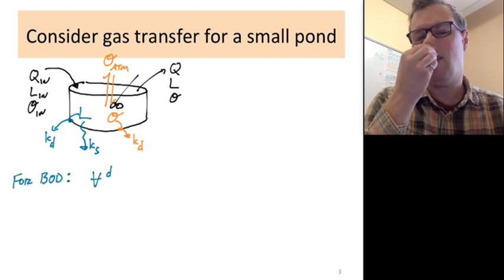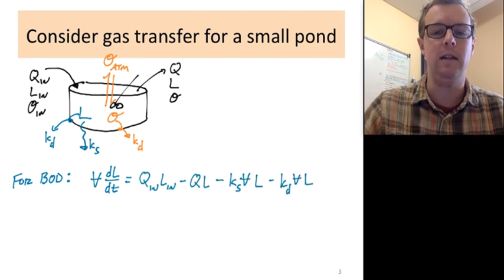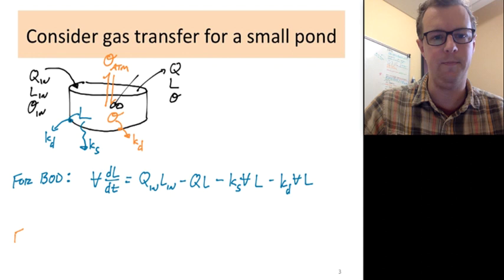And so what I've wanted to do then is go through and write out a typical mass balance for both BOD and for oxygen. The BOD mass balance should be old hat for us by now. Time rate of change on the left is equal to inflows minus outflows minus settling minus decomposition.